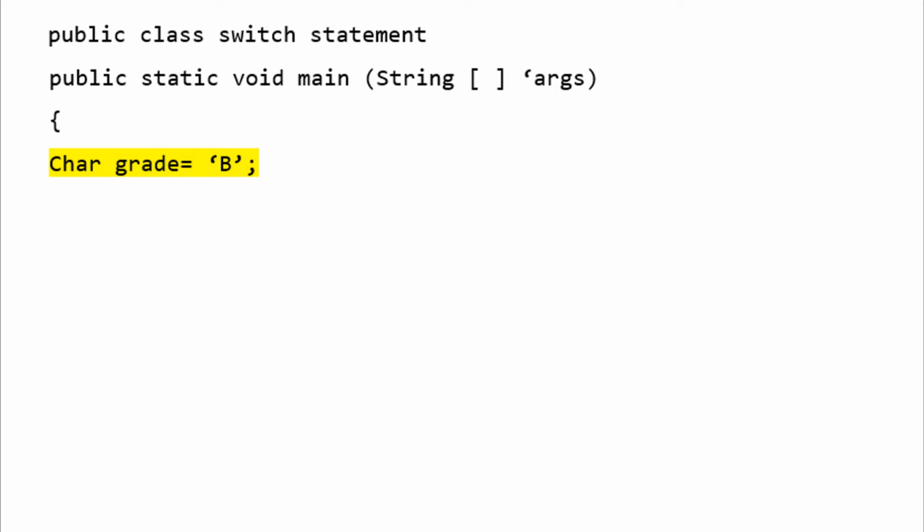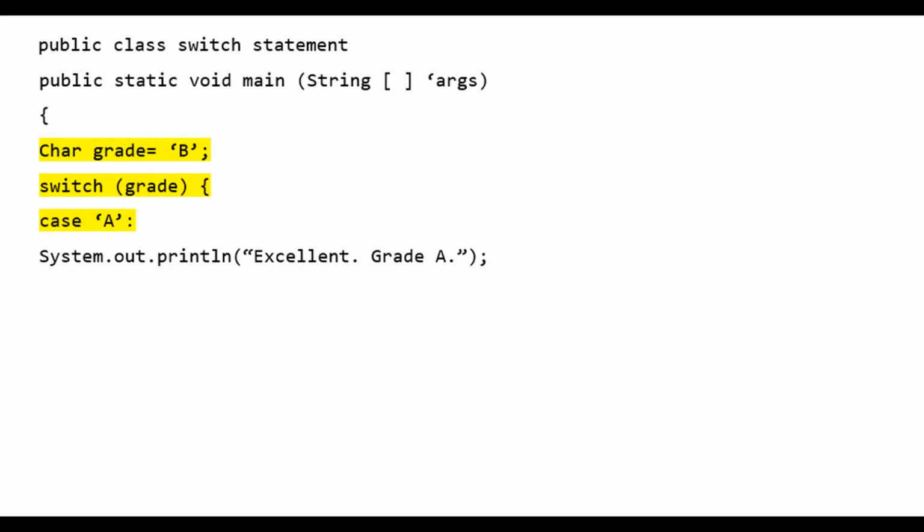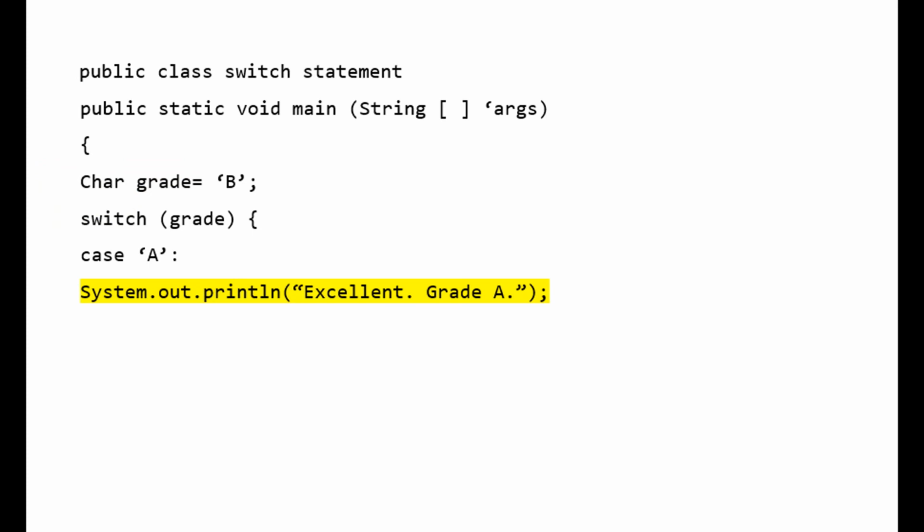Here I have a character variable grade that stores the value B. Now let us write the switch case statement. Switch, followed by the opening and closing bracket. Here we want to evaluate this grade variable, so inside this, let us pass the grade variable. Now inside the switch statement, let us write our first case: execute this statement and print out this value, excellent, A grade.